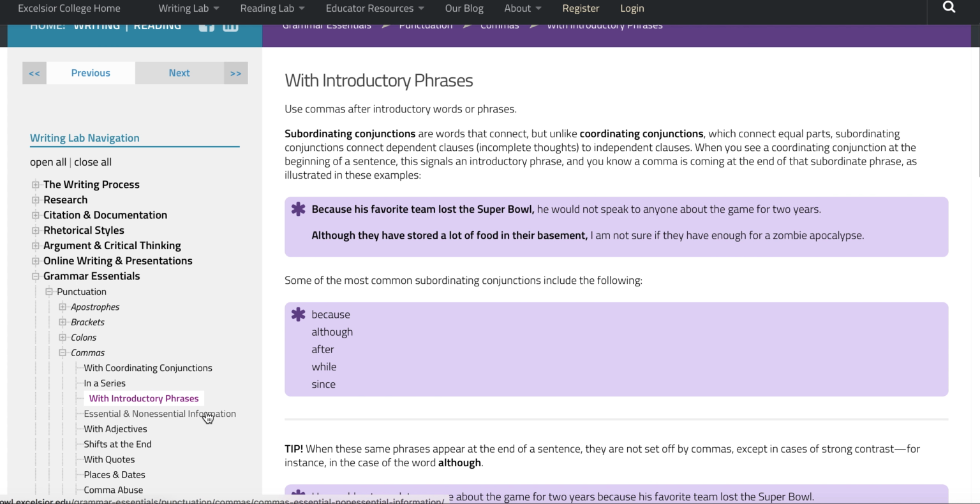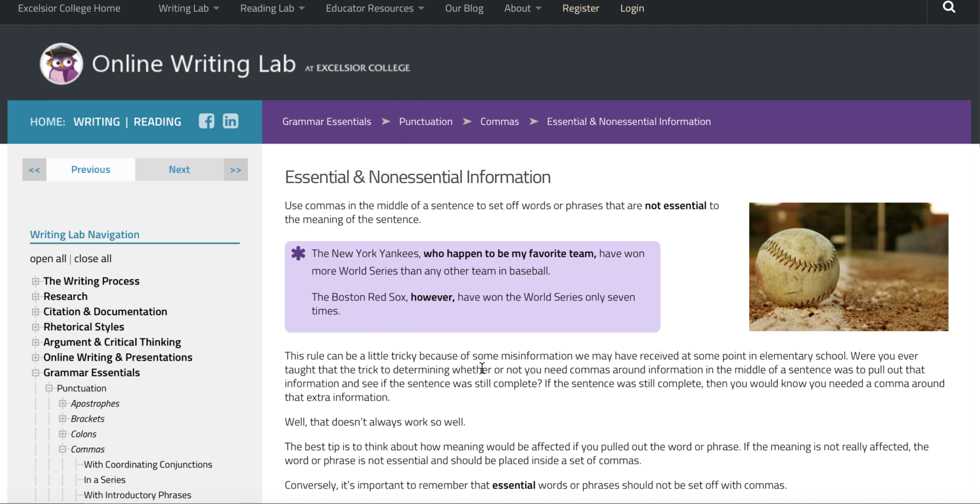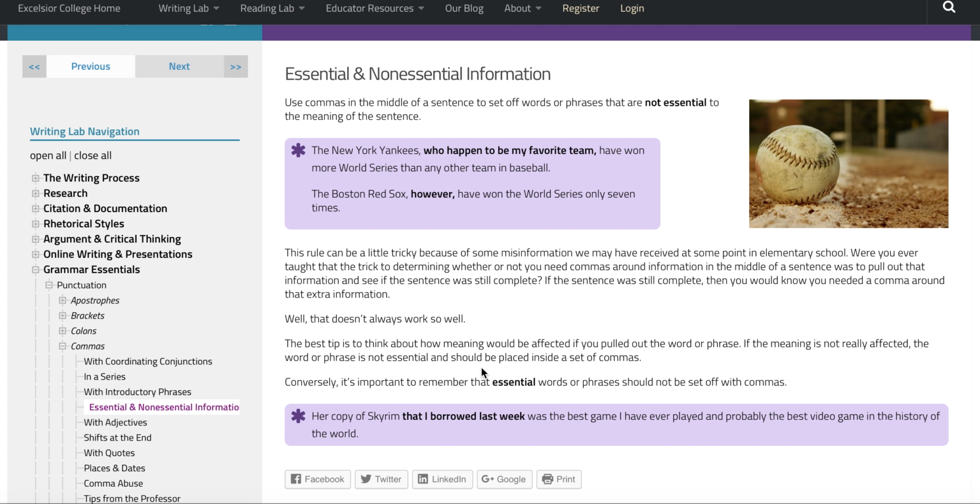All right, so the next comma rule is related to essential and non-essential information. So basically, when you have non-essential information in the middle of a sentence, then you should set that phrase off with commas. And here's an example. The New York Yankees, who happen to be my favorite team, have won more World Series than any other baseball team. Extra words that come in the middle. The Boston Red Sox, however, have won the World Series only 7 times. So these are examples of where you have extra words that come in the middle of the sentence, and you do need to set them off.